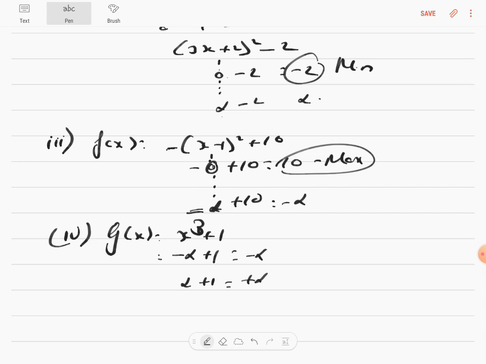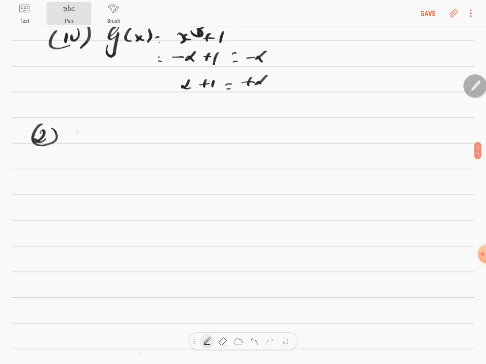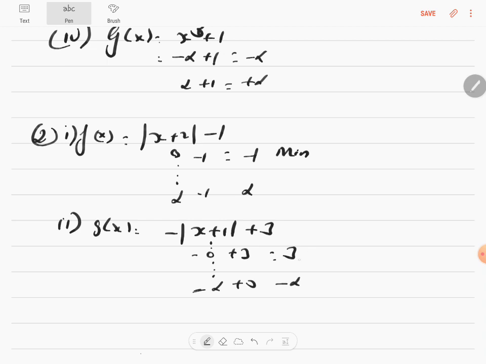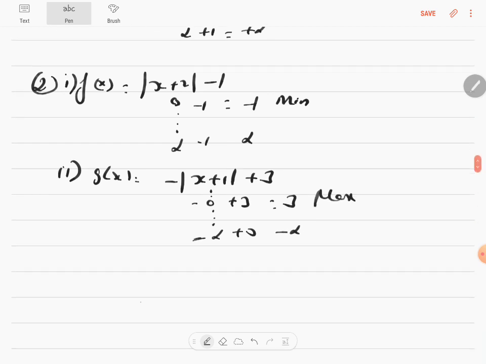And let's go to the next question, which is the second question, where the first subdivision is about a mod of x plus 2 minus 1. A mod function ranges from 0 to infinity. A minus 1 makes it minus 1 to infinity. So your minima is minus 1 and maxima is undefined. So let's go to second question, which is g of x is equal to minus mod of x plus 1 plus 3. A mod function is from 0 to infinity. I'm putting a minus, it's minus infinity to 0. So plus 3 to it, it's 3 and minus infinity. So your 3 becomes your maxima and the minima is undefined.